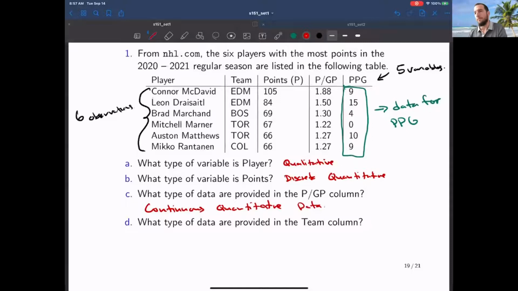And again, the definitions here, so qualitative, discrete quantitative, continuous quantitative, they are the same regardless of whether or not you're talking about the data or the variable. Okay? The variable is simply what you are measuring. The data is the collection of values for that variable. But if the variable is discrete quantitative, the data will be discrete quantitative as well. And then finally, what type of data are provided in the team column? This would be the qualitative data.